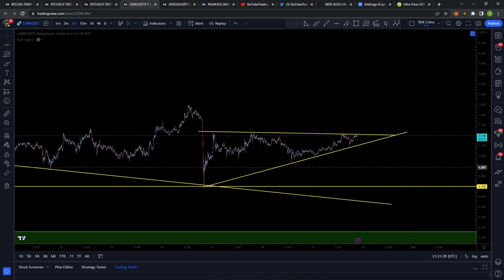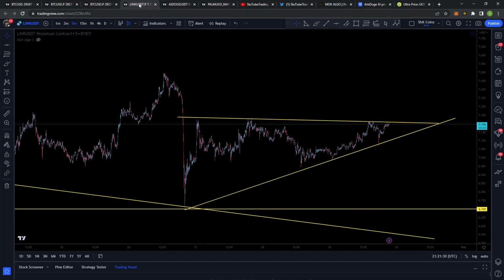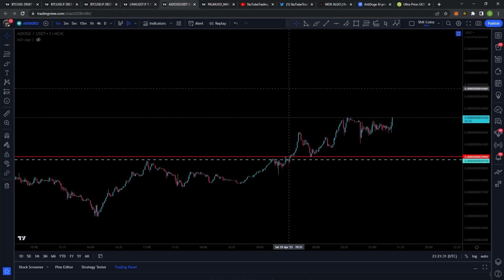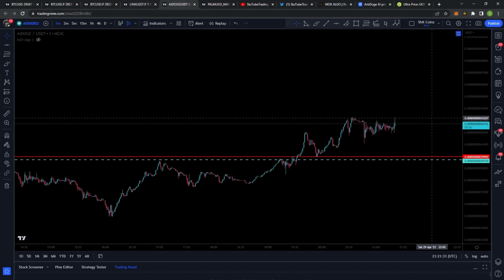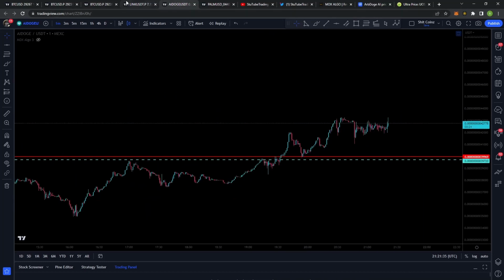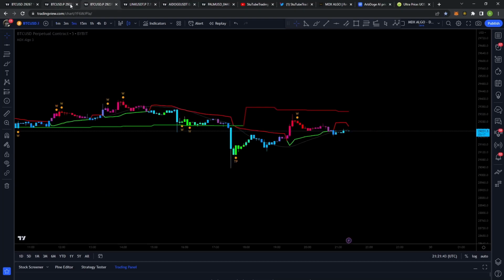But yeah, that looks pretty good. I'm interested to see what happens with this triangle now. I'm going to leave this chart open. Ooh, come on, Doge. AI Doge. Doge wasn't degen enough. I need to be on the 1 minute of AI Doge. Just going to leave that.